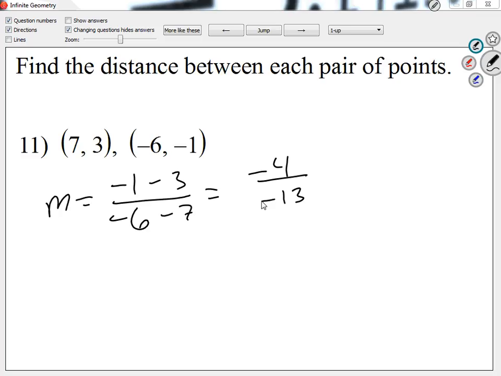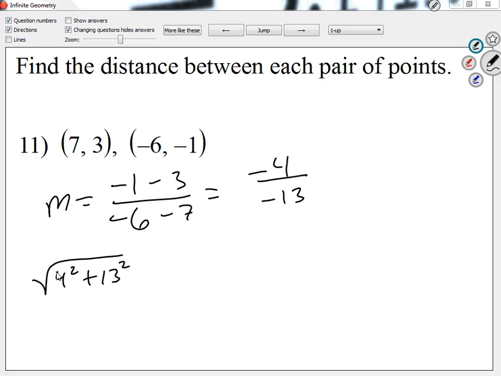Here I'm asked, find the distance between each pair of points. The distance formula is going to be a square root. That's why I had you guys simplify square roots. And on the inside of this square root, in my case, I'm going to go 4 squared plus 13 squared. You see where I get my 4 and my 13 from my slope? I ignore the negative sign because once a number is squared, it becomes positive, right? So I just wrote 4 squared plus 13 squared.